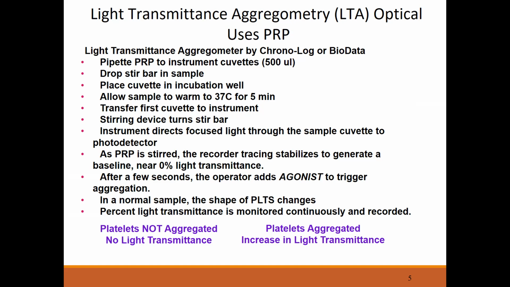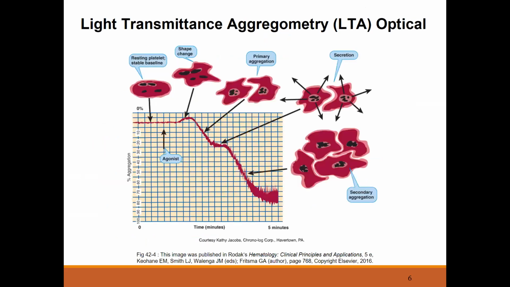When your sample is normal, you'll see that it goes through the different phases. There is a shape change and secretion of the platelets, and the percent transmittance that is occurring at the time of testing is monitored continuously, and it's also being recorded continuously. So if no platelets are aggregated, there will be no light transmittance because the platelets are still all over the sample. And if platelets are aggregated, then there will be increased light transmittance, right? So as more platelets aggregate, more light transmittance will be occurring.